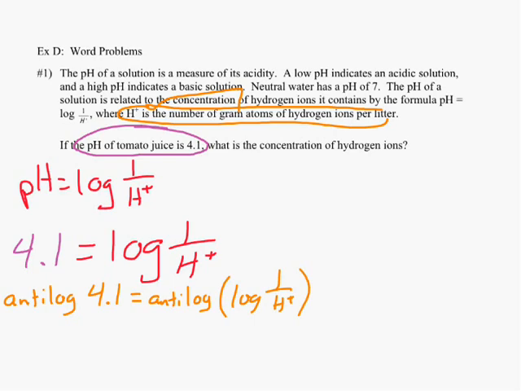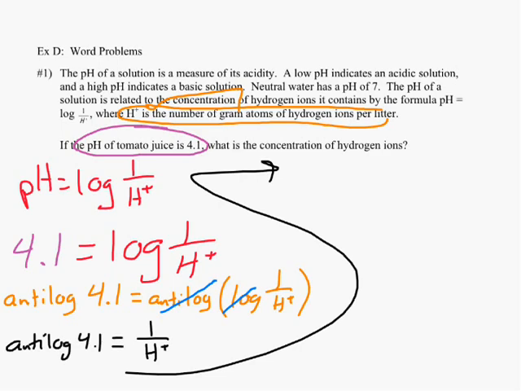On the right side of the equation, anti-log and log are inverse operations, they cancel. On the left side, if you were to put that into your calculator, don't do so. If you were to put it in, you would get a number that you have to round. We don't want to round till the last step. So we're trying to get H by itself. So we have anti-log 4.1 equals 1 divided by H superscript plus.